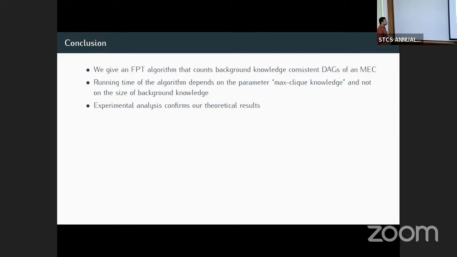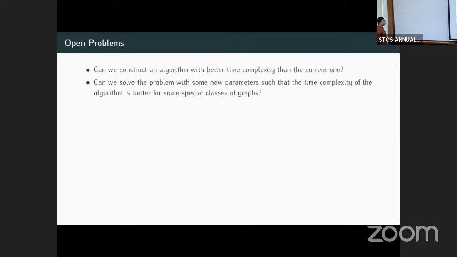This concludes the proof. So the open problems are: can we have another algorithm with better time complexity, or can we have some other parameter? Any questions?